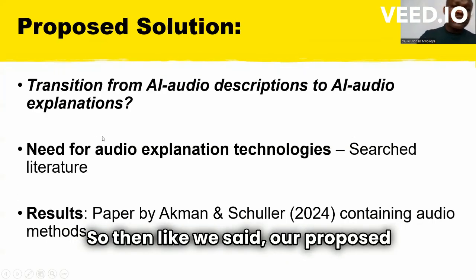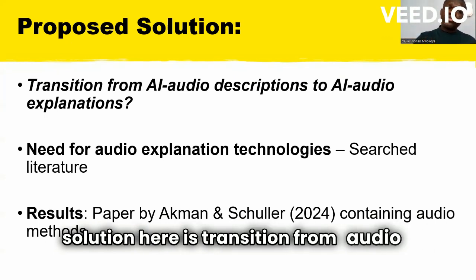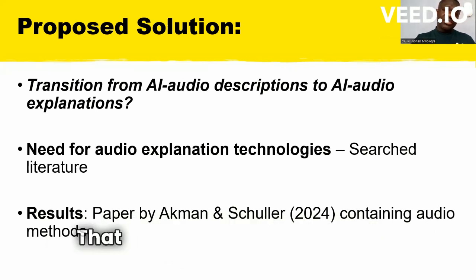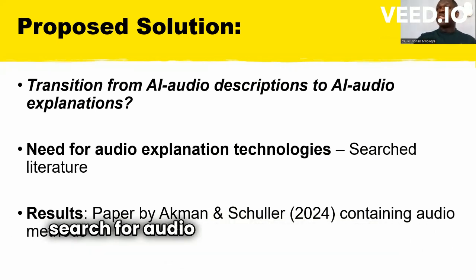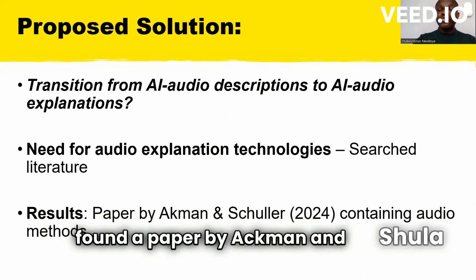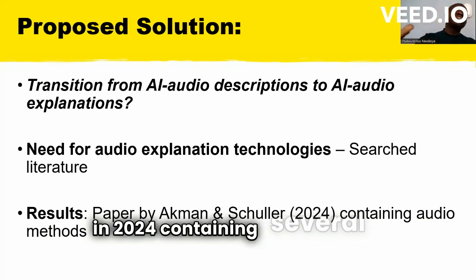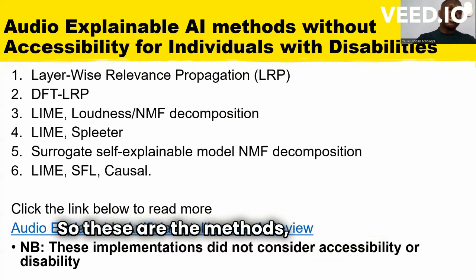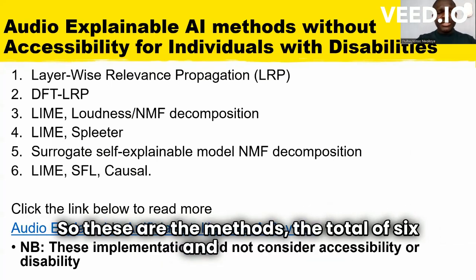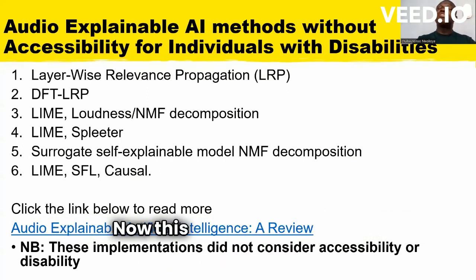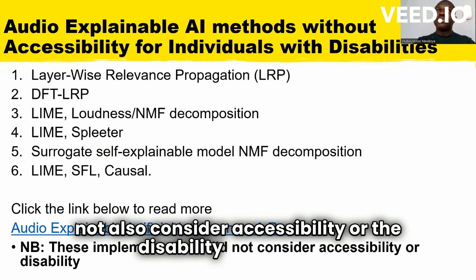Like we said, our proposed solution here is a transition from AI audio descriptions to AI audio explanations. That means there is also a need to search for audio explanation technologies. We found a paper by Ackman and Schuler in 2024 containing several audio explanation methods. These are the methods, a total of 6, and you can click on the link below to read more. Note that these implementations also did not consider accessibility or the disability community.